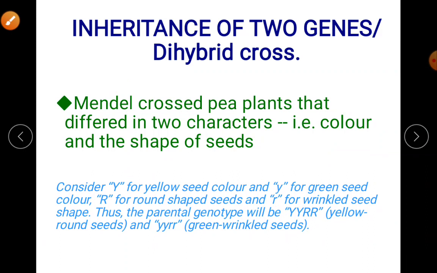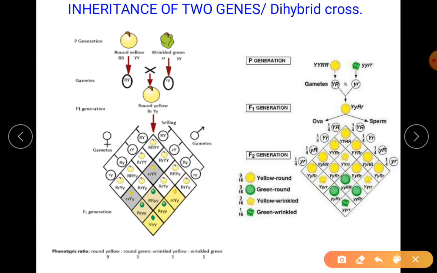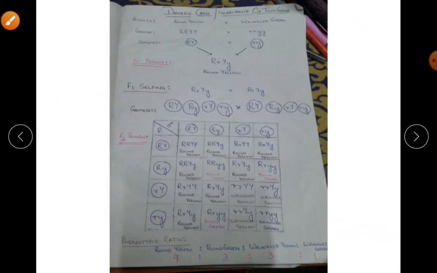So your inheritance of two genes. This is from the textbook. This is to make you more clear. Let me show you what I have done here. I hope you can see. Let me zoom it first.